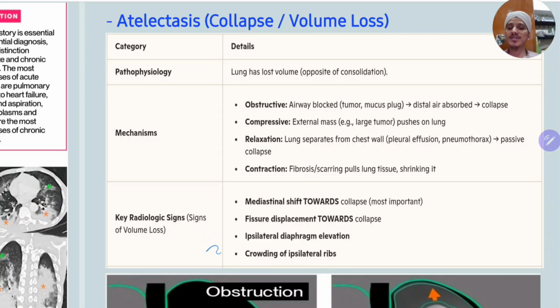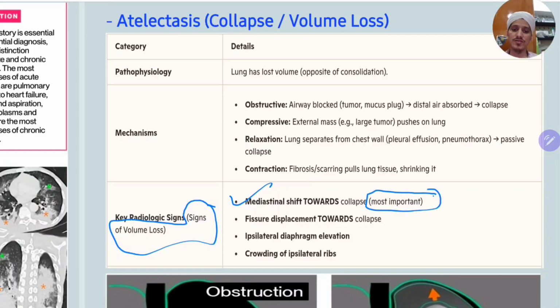So what are the key radiological signs then? The key radiological signs are nothing but the signs of volume loss. What are the signs of volume loss? The mediastinal shift will be there towards the side of collapse, and this is the most important sign of collapse. So the mediastinum will shift towards the side of collapse.